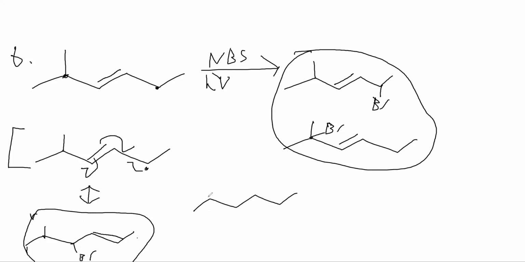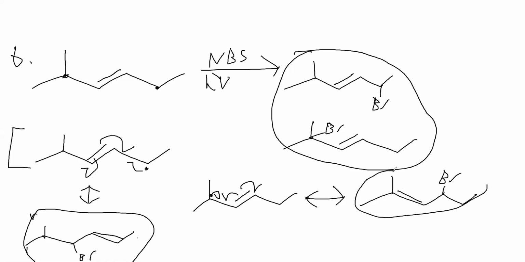The other allylic radical that can form is this one. And then we have this resonance form. So now the radical's here, and if a halogen added to where that radical is, then we'd get this product. So the 4 products I have circled are what form.